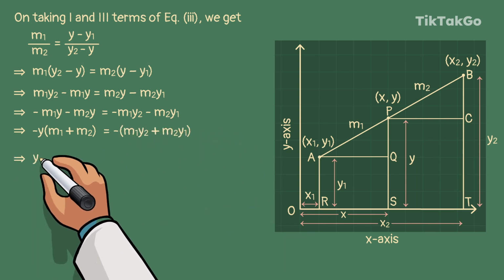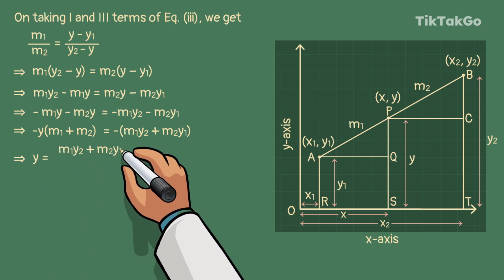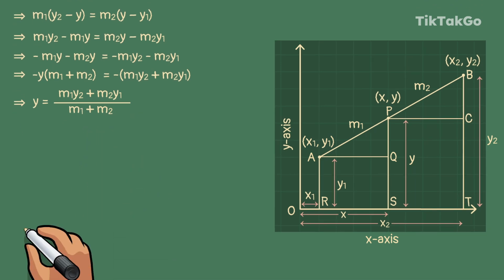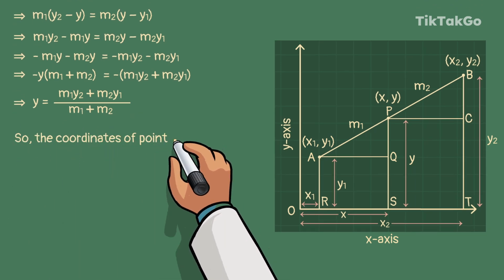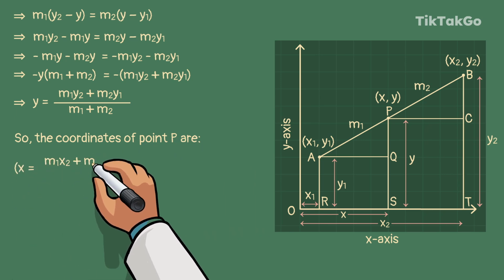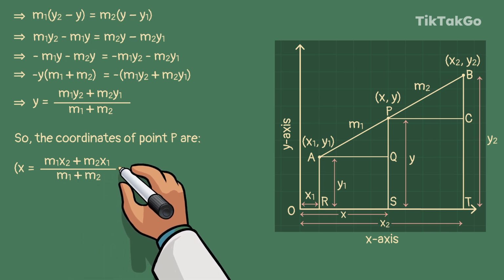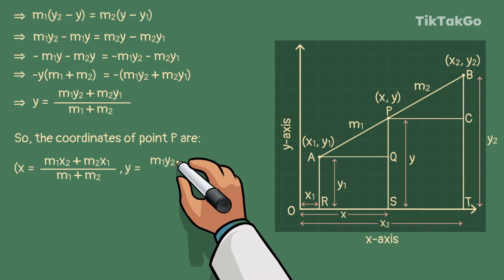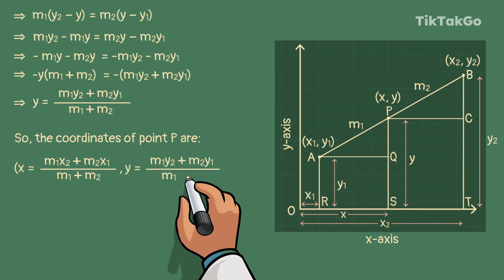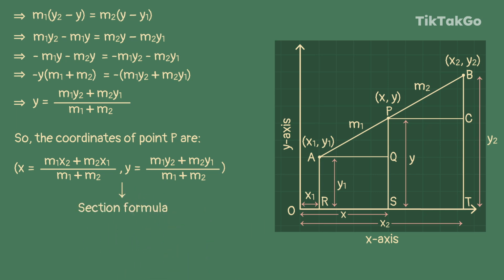So y is equal to (m1 y2 plus m2 y1) the whole upon (m1 plus m2). इसका मतलब the coordinates of point P are (m1 x2 plus m2 x1) whole upon (m1 plus m2) and (m1 y2 plus m2 y1) whole upon (m1 plus m2). This is known as the section formula.